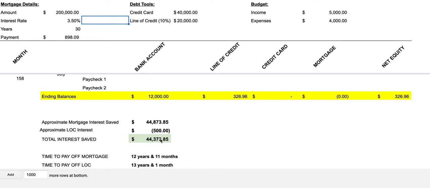So this is your total interest saved approximately. And then the time to pay off the mortgage was 12 years and 11 months. So as opposed to 30 years, pay it off in 12 years and 11 months. And the time to pay off the line of credit was 13 years and 1 month. So it's basically just like 2 months extra to pay off the line of credit, right?